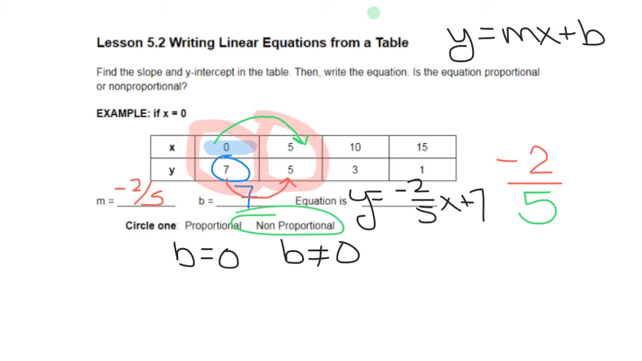When you go into Schoology, the two things you're going to have to give me are the equation and non-proportional. So in Schoology, I have y equals -2/5 x plus 7. You just put in your m and your b, and then you'll type in NON for non-proportional. So it kind of looks like a quiz. You're just filling the answers in after you do the flip side of this worksheet.